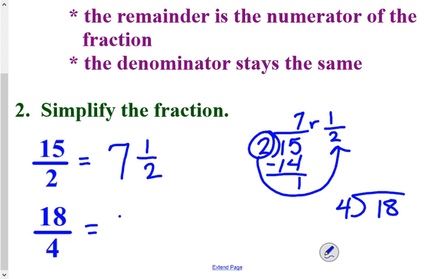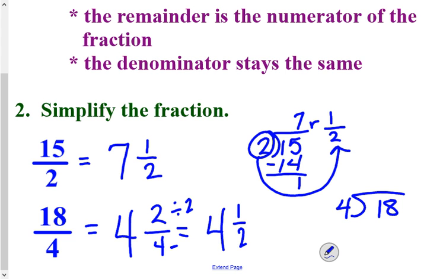4 goes into 18 4 whole times with 2 left over. So we're going to get 4 and 2. The denominator stays the same, 4 2/4. 4 2/4 can be simplified to 4 1/2 because I can divide both numerator and denominator by 2.